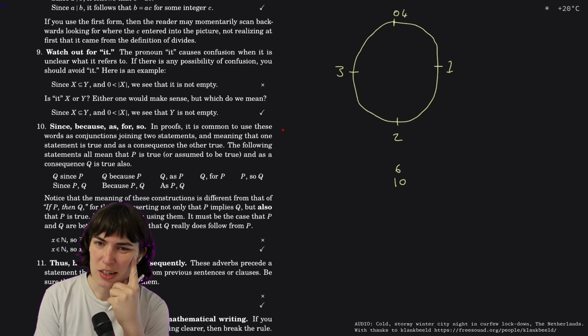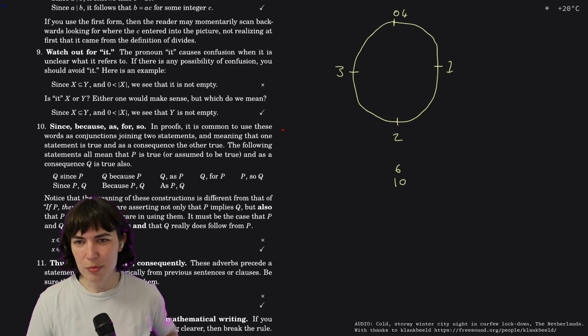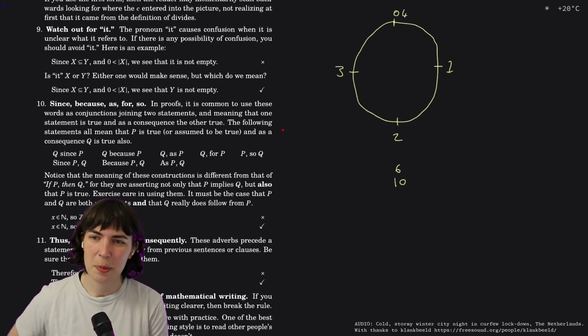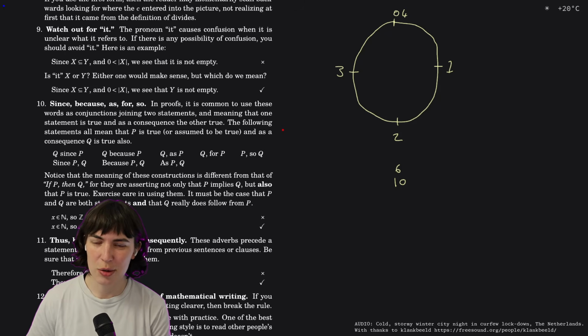9. Watch out for it. The pronoun it causes confusion when it is unclear what it refers to. Funny joke. If there is any possibility of confusion, you should avoid it. Here is an example. Since x is a subset of y and 0 is less than the cardinality of x, we see that it is not empty. Is it x or y? Either one would make sense, but which do we mean?